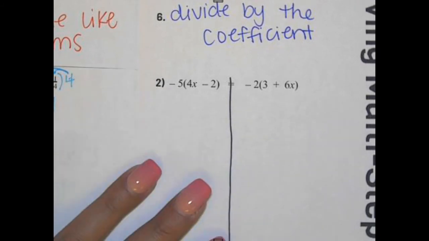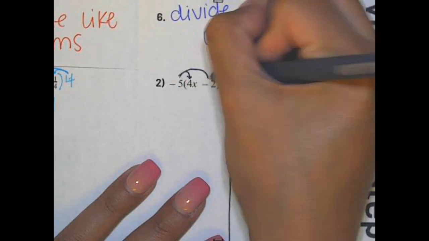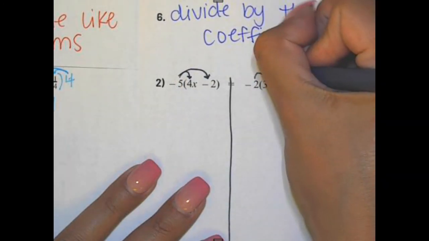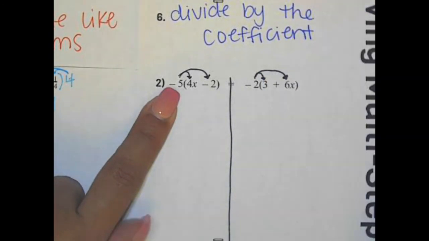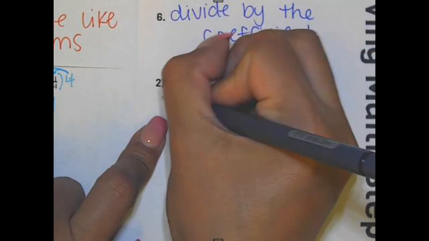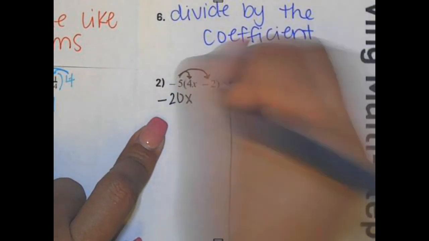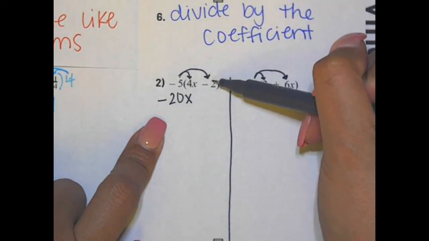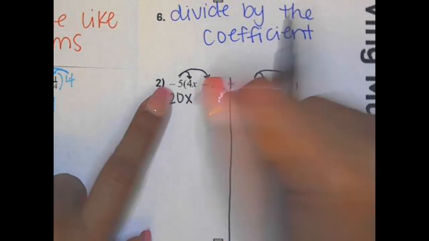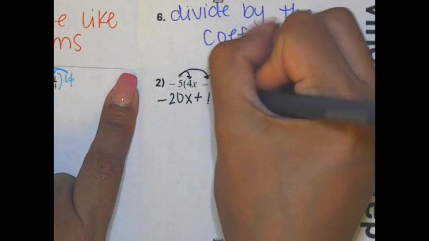To get rid of the parentheses, I need to distribute. So I need to take that number outside of the parentheses and multiply it to the numbers inside of the parentheses. Okay. So over here on the left side, I have a negative 5 times a positive 4. A negative times a positive is going to give me a negative, and then 5 times 4 is 20, and these are x's, so I'm going to put my x on it. So then I take this negative 5 and I need to multiply it to a negative 2. So a negative times a negative is going to be a positive, and then 5 times 2 is 10.